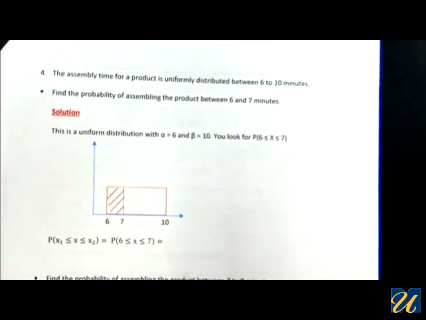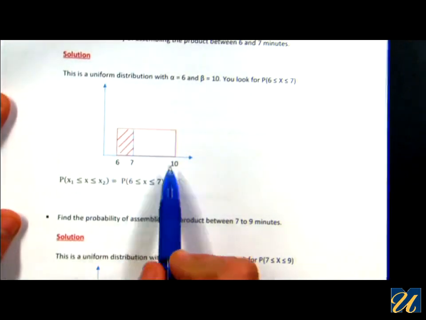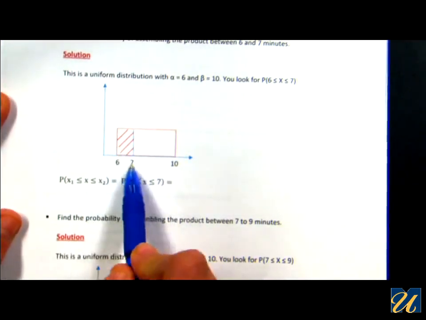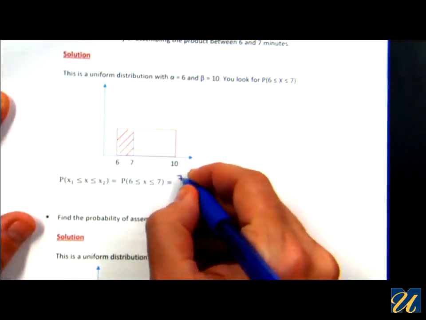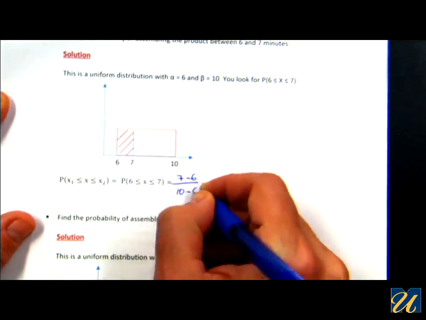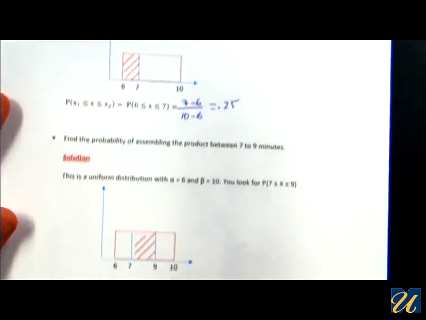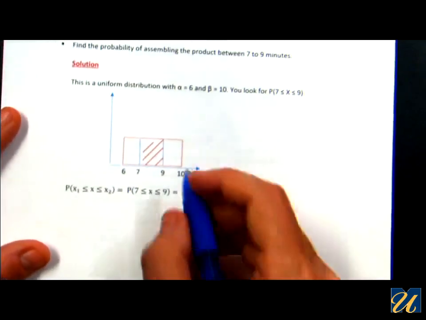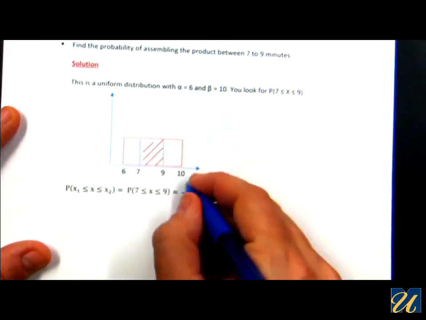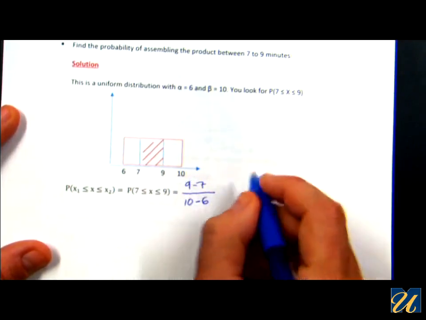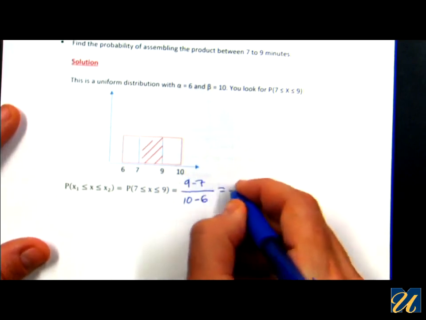The assembly time for a product is uniformly distributed between 6 to 10 minutes. Find the probability of assembling the product between 6 and 7 minutes. So this is your graph from 6 to 10. I'm looking for the area between 6 to 7. So all you really need to do is 7 minus 6 over 10 minus 6. So this is going to be 0.25. Find the probability of assembling the product between 7 to 9. You will take 9 minus 7 over 10 minus 6. And this probability will be equal to 0.5.